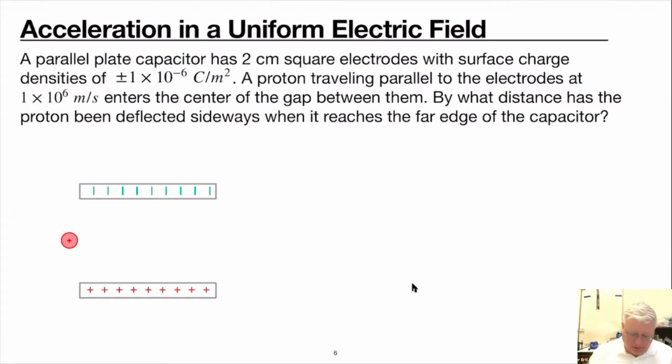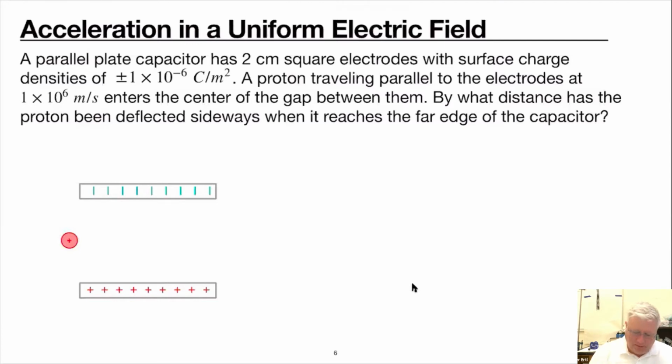Okay, and then we have a proton traveling parallel to the electrodes at 1 times 10 to the 6 meters per second. So it's traveling parallel, that means it's going like this. It's entering the parallel plate capacitor like this, and it enters the center of the gap between them.